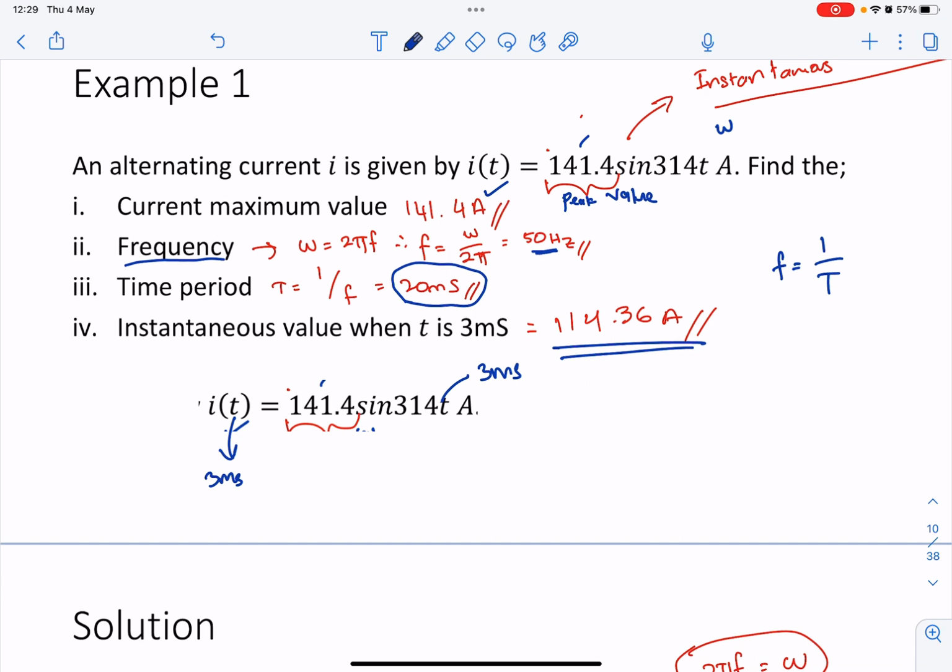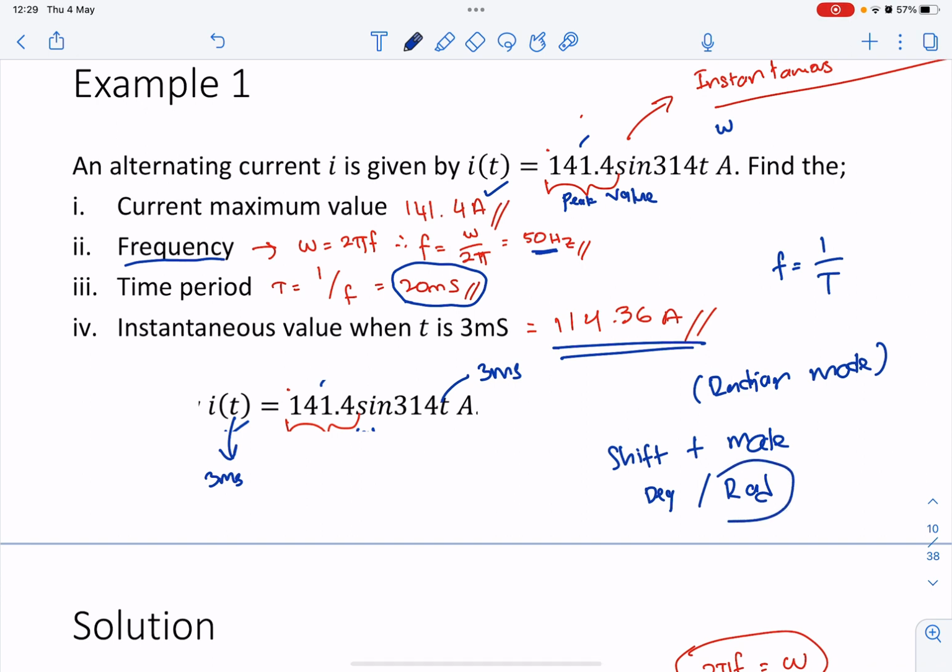If you have not got this answer, you need to change your calculator to radian mode. How to change to radian mode? You press shift and then plus mode. There you can change between degree or radian. So you use radian.